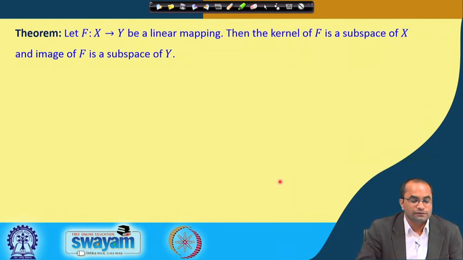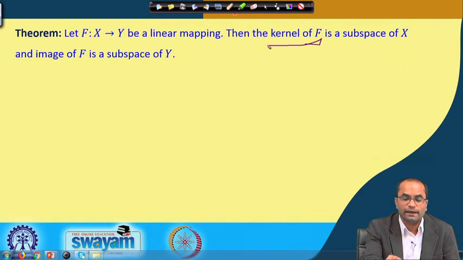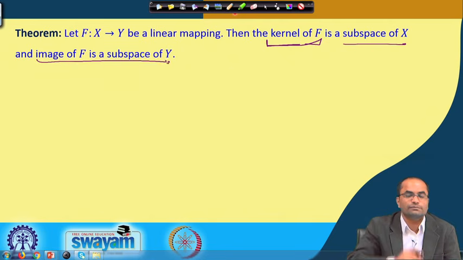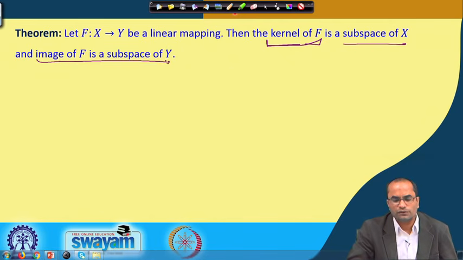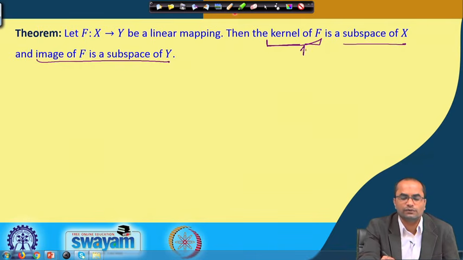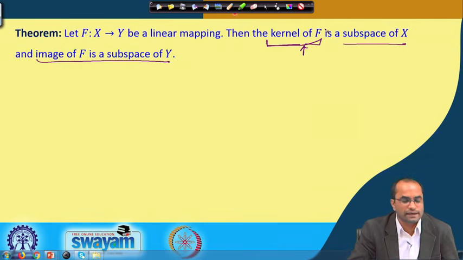So, there is a nice theorem here. Let f from X to Y be a linear mapping. Then the kernel of f is a subspace of X, and the image of f is also a subspace. We are not going to formally prove this here, but it is very simple as per the definition of the kernel and the image.